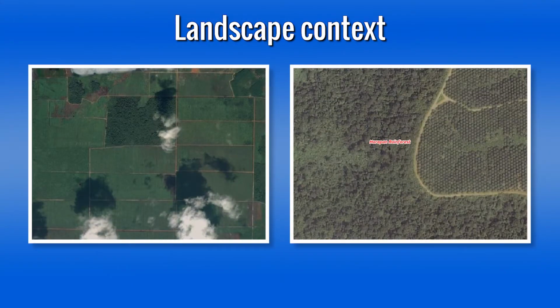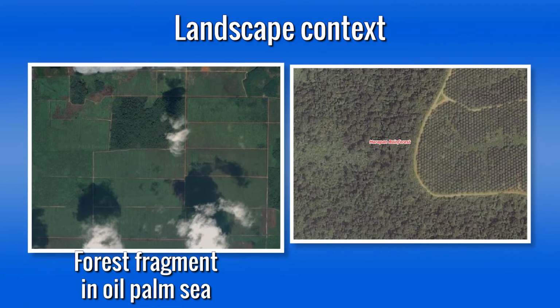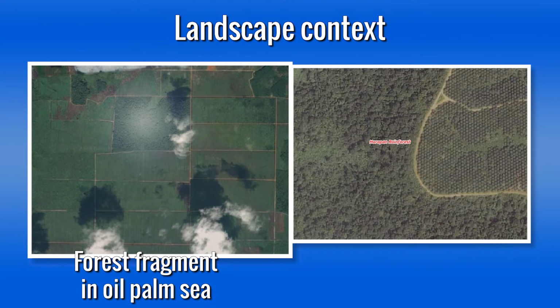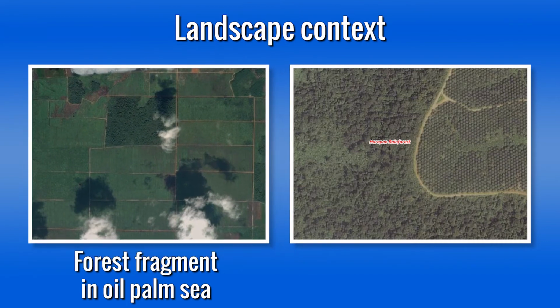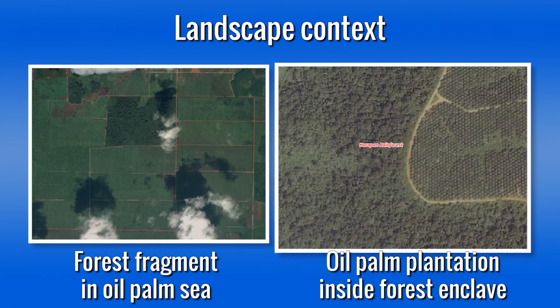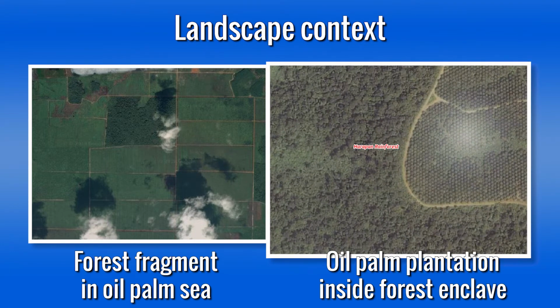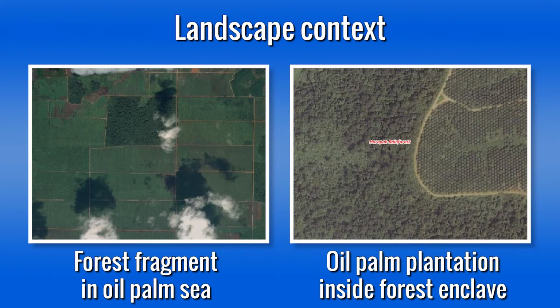We mentioned the landscape a few times because it is important, and here is why. On the left, you see a forest fragment lost in an oil palm sea. You can imagine that the forest experiences strong edge effects, that large animal populations cannot subsist, that the microclimate is drier. On the right, you can see the opposite situation with an oil palm plantation inside a forest enclave. There are spillover effects from the forest to this plantation, freshwater streams flow into it, and the oil palm is actually regularly raided by monkeys.